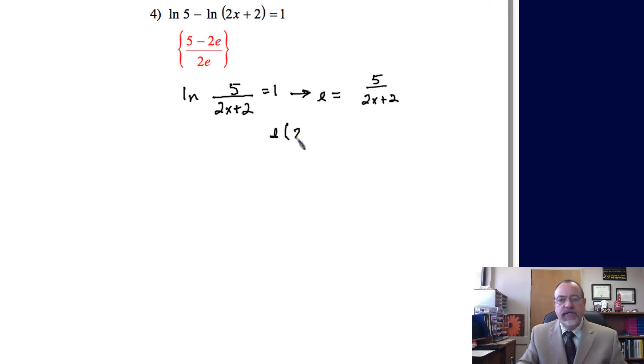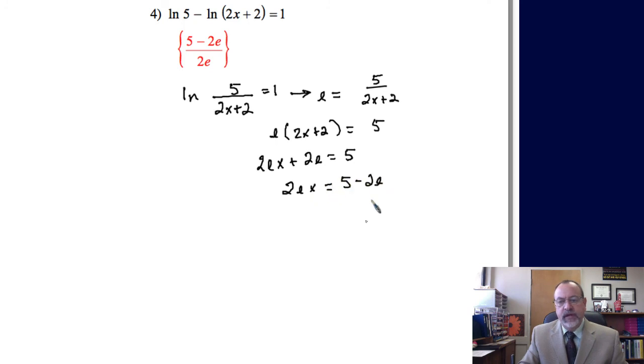We'll multiply both sides by 2x plus 2 in order to remove it from the denominator. We'll distribute. Now let's do this. 2ex plus 2e is equal to 5. And then I already have this ex term, that's fine, so I just need to move the e. So 5 minus 2e. Now I'm solving for x, so I'm going to divide by 2e. 2's reduced and the e's reduced. So divide by 2e. So this is x equals 5 minus 2e over 2e.